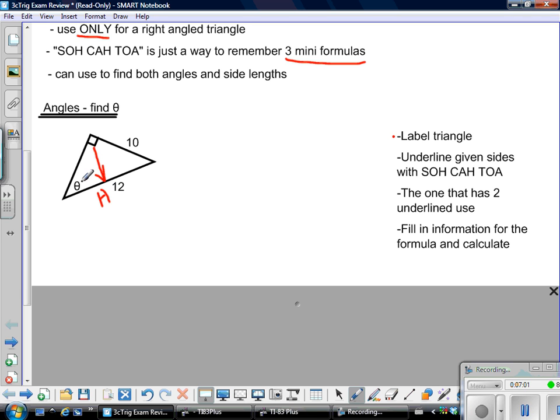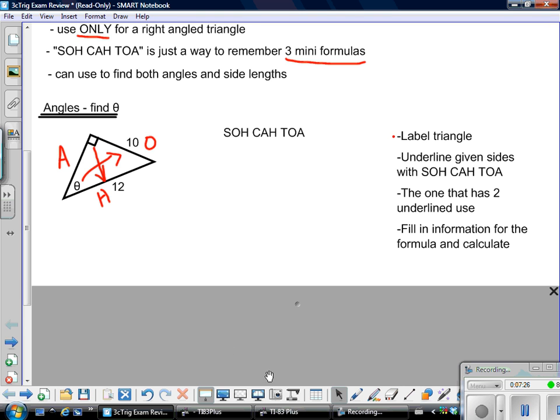Then we have our angle. This is the one we're trying to find. So directly across from it is our opposite, and that means the other side is our adjacent. Okay, now you don't have to use arrows if it becomes very cluttered and your brain doesn't like that. All right, so the next thing it says, underline given sides within SOHCAHTOA. So I'm going to start with SOHCAHTOA.